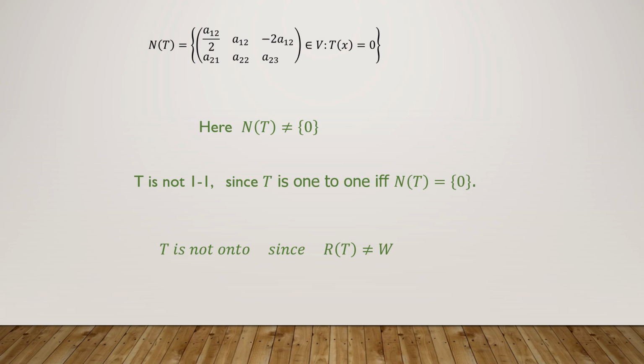What is our W? It is the set of all 2 cross 2 matrices, but R of T is the set of all 2 cross 2 matrices of the form where the last 2 entries are 0. So R of T is a subset of W. It does not coincide with W. So T is not onto. Okay.